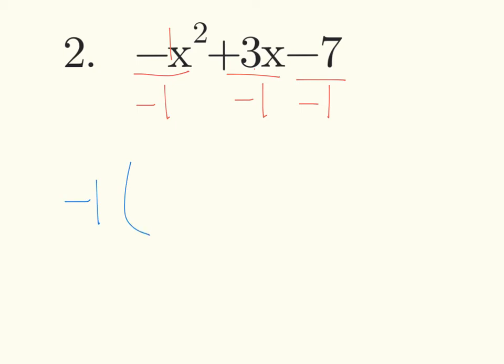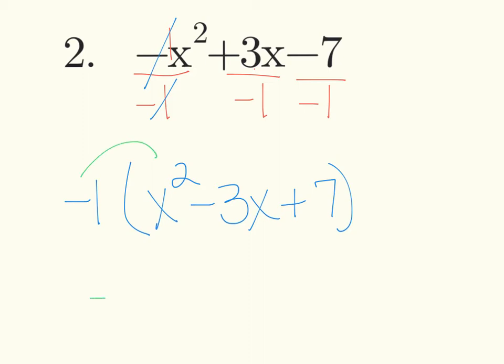Okay, so we're going to divide. So negative 1 divided by negative 1 is a positive 1x squared. 3 divided by negative 1 is negative 3x. And then negative 7 divided by negative 1 is a positive 7. And now if I distribute, check my work.